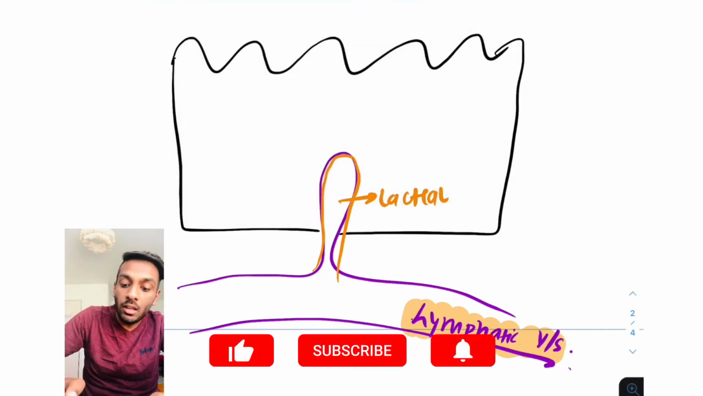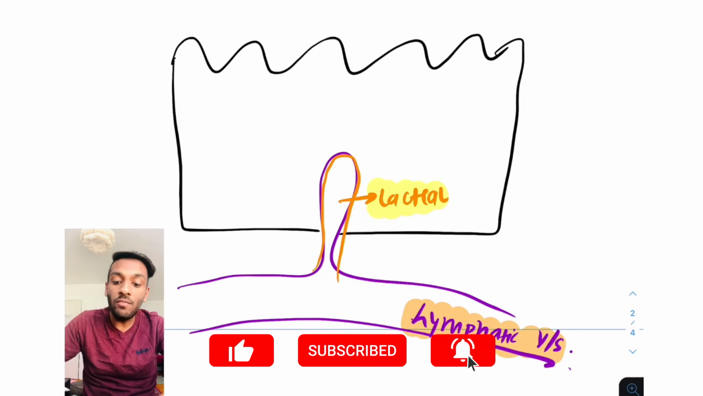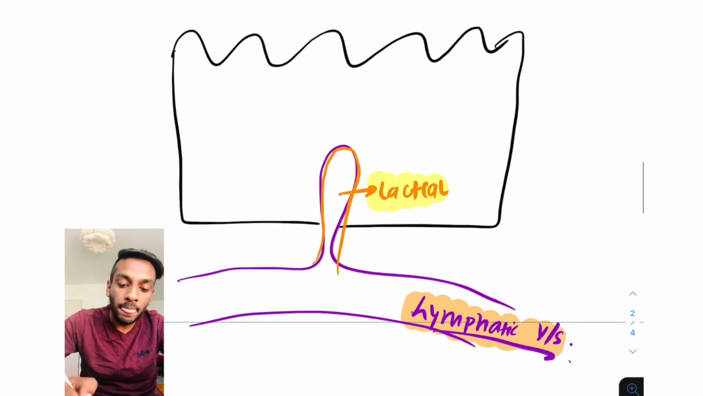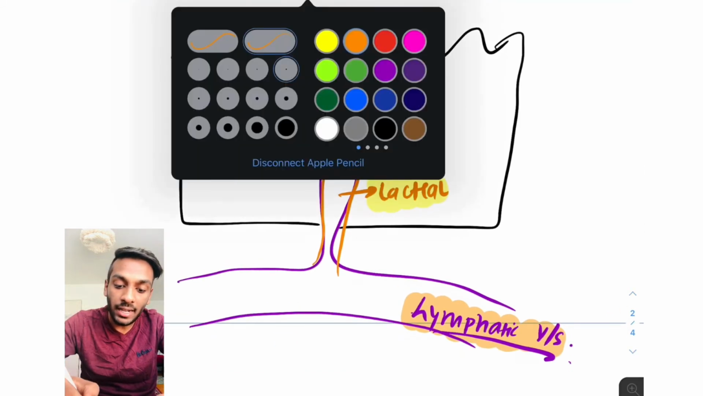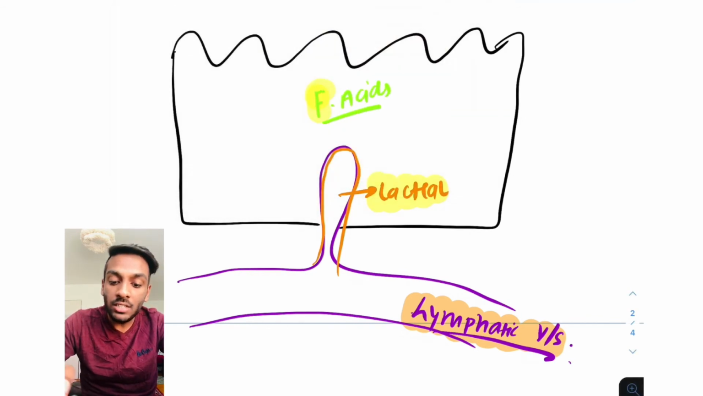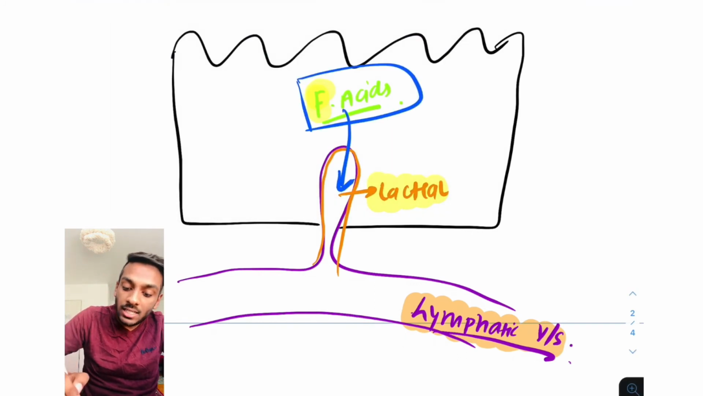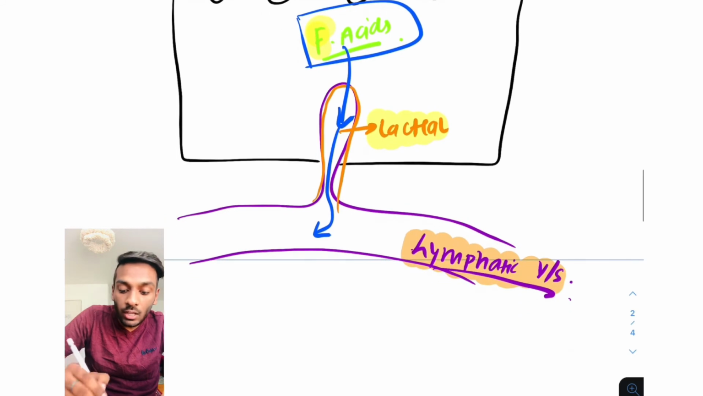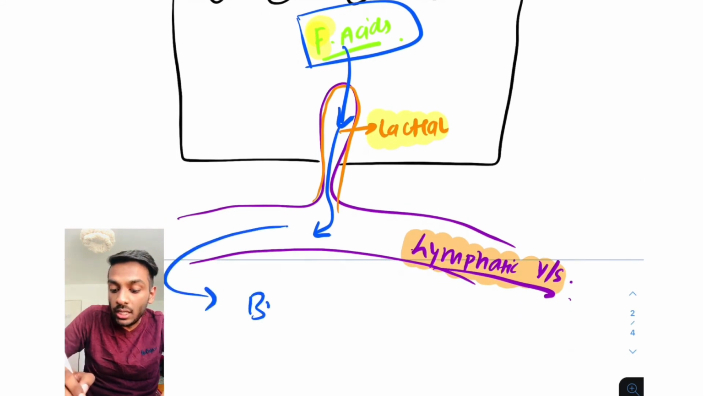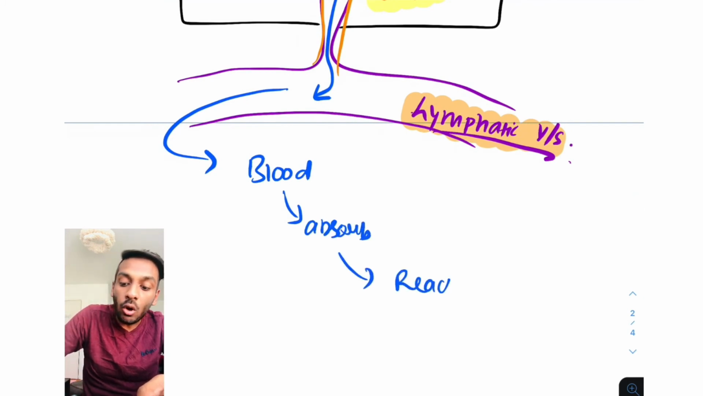A lacteal will help in the absorption of the fatty molecule from the intestinal cell to the lymphatic vessels, and through the lymphatic vessel, see what will happen is the fatty acids kept here will enter the lacteals. Through lacteals they will enter the lymphatic vessel, and the lymphatic vessel will make them reach into the blood, and again the blood will absorb it and reach the target organs.